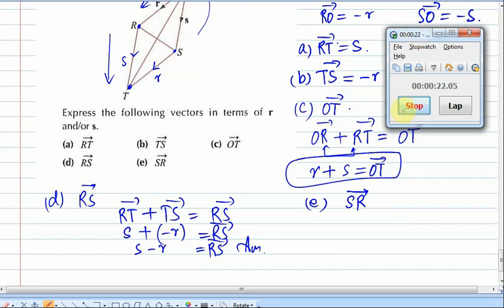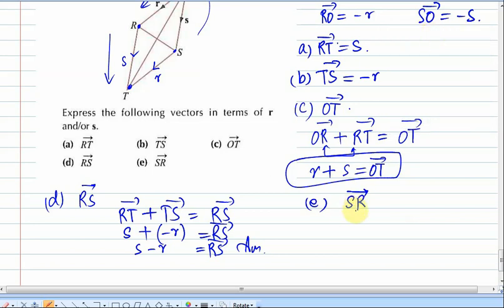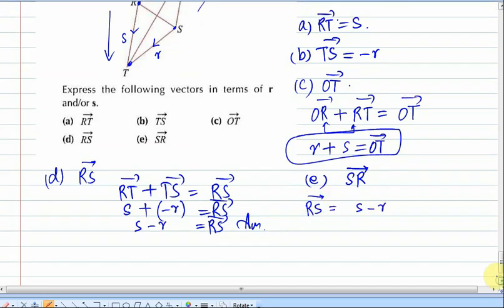Done? Now it is very simple, and why? Because SR is the negative vector of RS. If the value of RS is S minus R, for SR you need to just change the sign. If it's negative R, it will be positive R. If it's positive S, it will be negative S, and that is the value of SR.